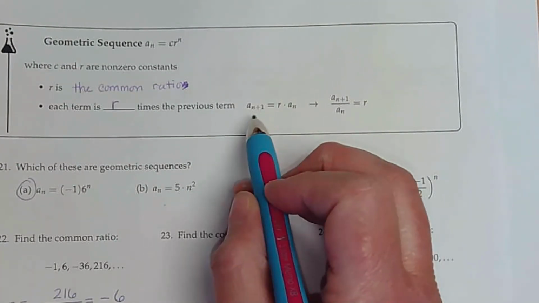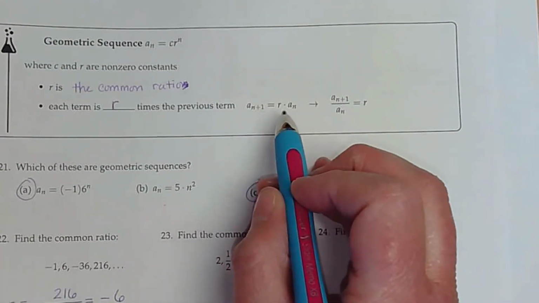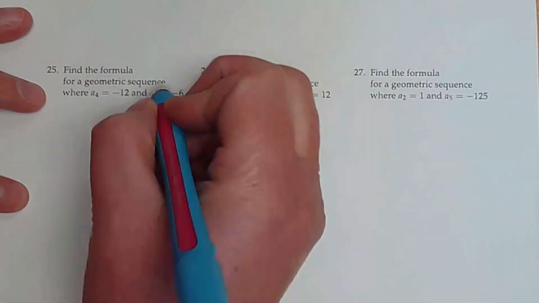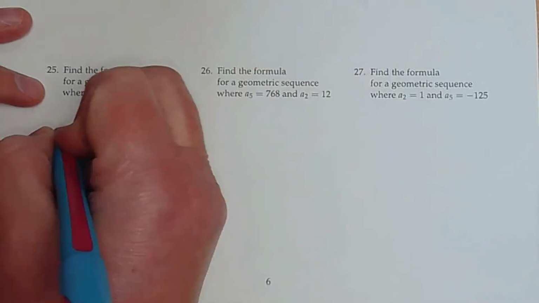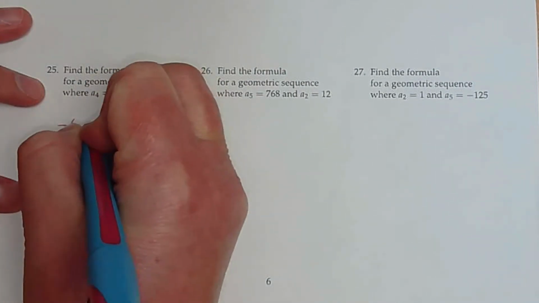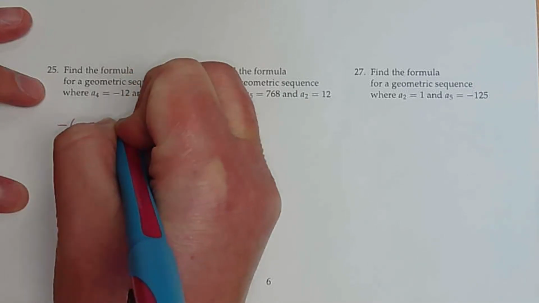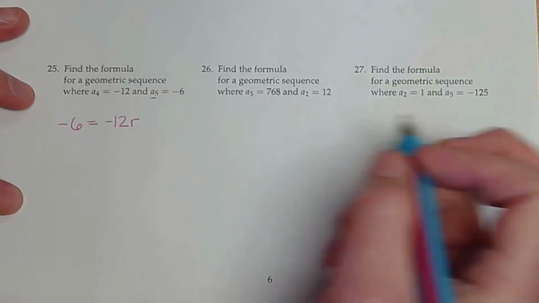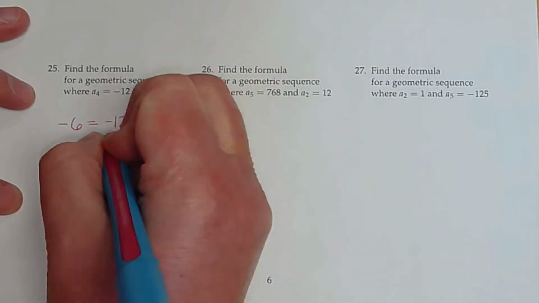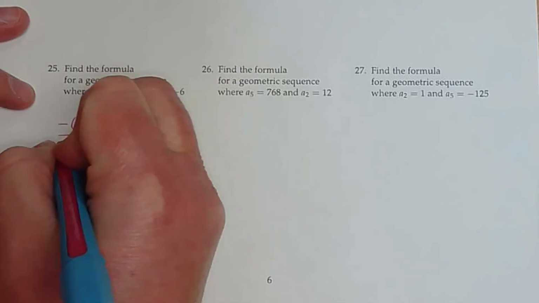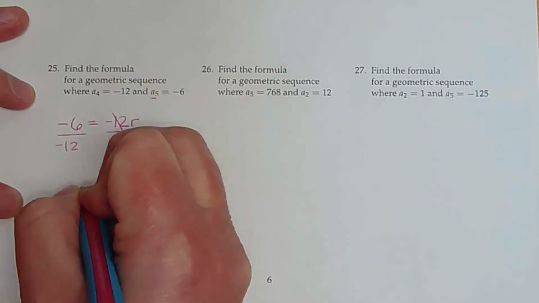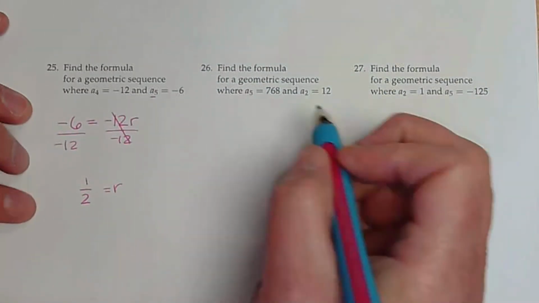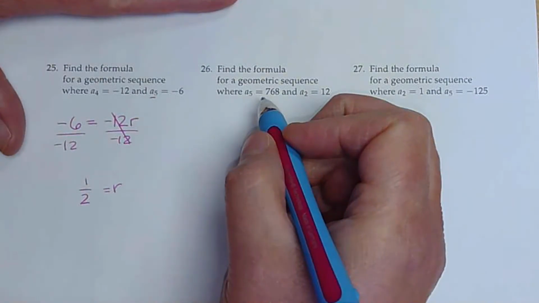So I'm going to take the n plus 1 term and write that it's equal to r times the nth term. Okay, so my n plus 1 term is my a5. So I have negative 6 is equal to negative 12 times r. Okay, since my terms are adjacent, I can do that. And so I can easily solve for r by dividing both sides by negative 12. Okay, and I find that r is equal to 1/2.